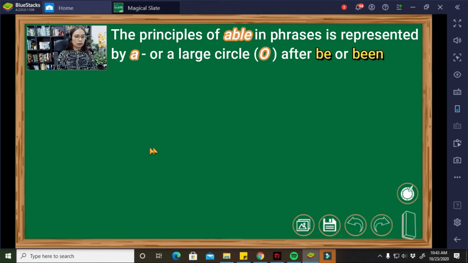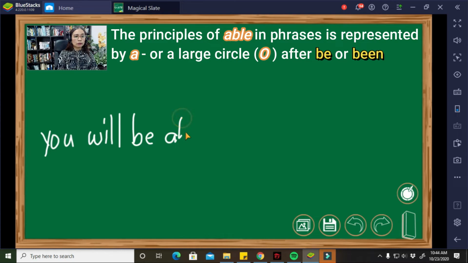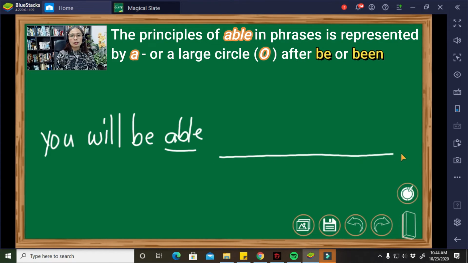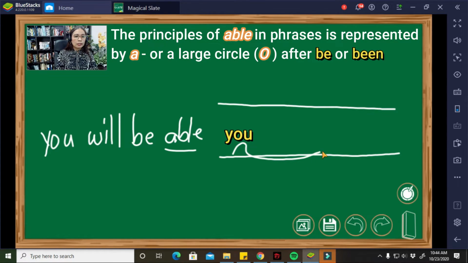Next example. You will be able. Okay. You will be able. Okay. Able is our new lesson. Okay. So that is you is a brief form, will is another brief form, and be is a brief form, and this is your big circle for able. You will be able. Okay.